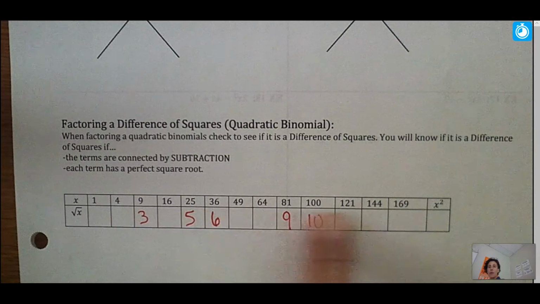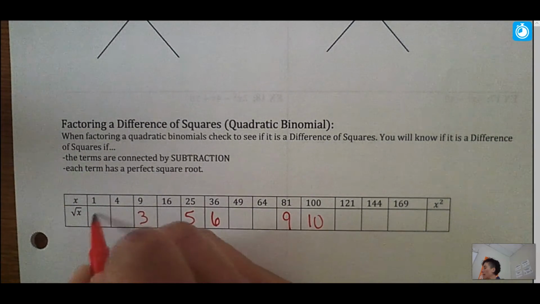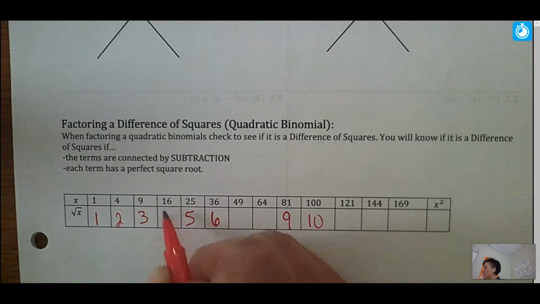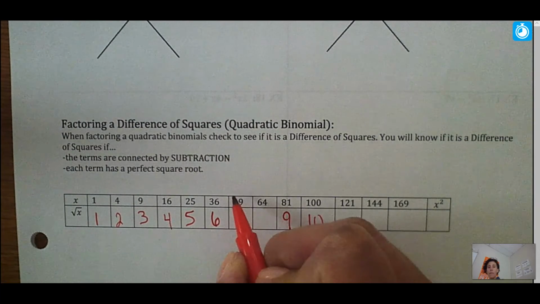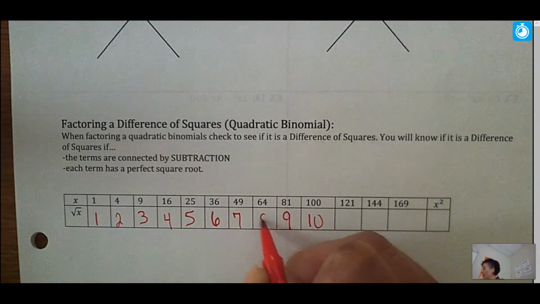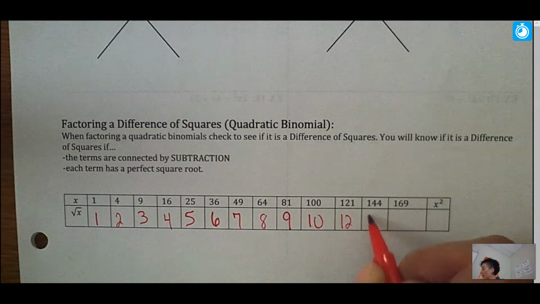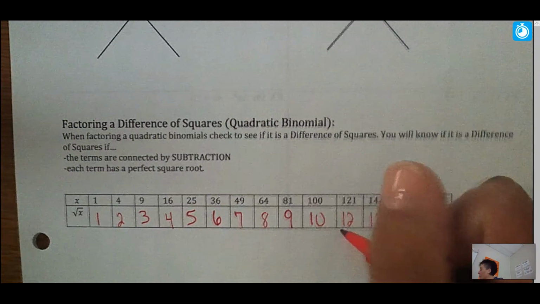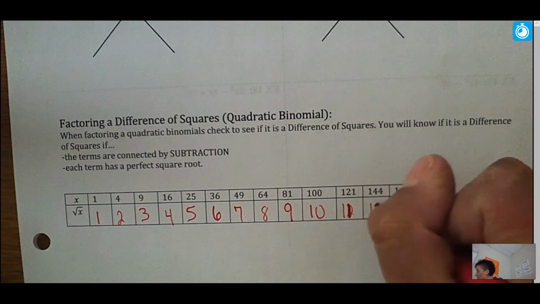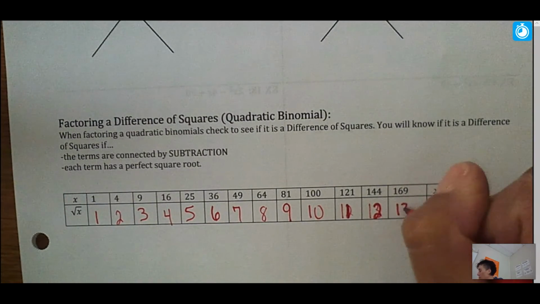And so we can quickly fill this in. The square root of 1 is 1. The square root of 4 is 2. 16 gets 4. The square root of 49 is 7. And then hopefully now you definitely see, whoops, I messed up. So this should be 11, sorry, and this should be 12, and this one should be 13.